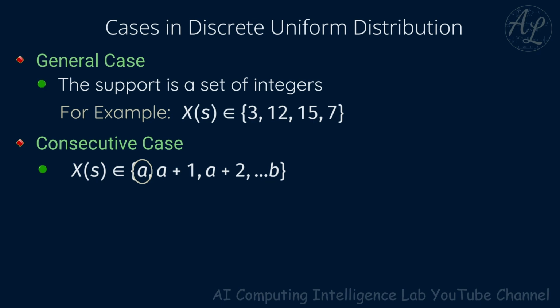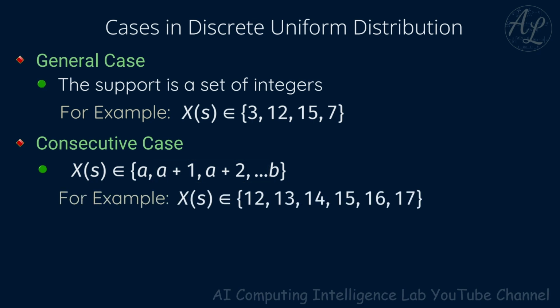So if A is the lowest value in here, and B is the highest, then any integer in between A and B must also be in here. And we have an example in here. The lowest is 12, the highest is 17, and any integer in between 12 and 17 is also in here. So the integers between 12 and 17 are 13, 14, 15, 16, and they are all in here.